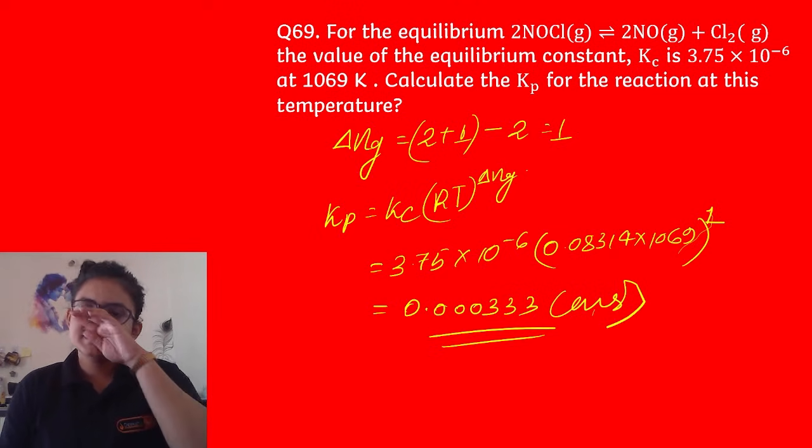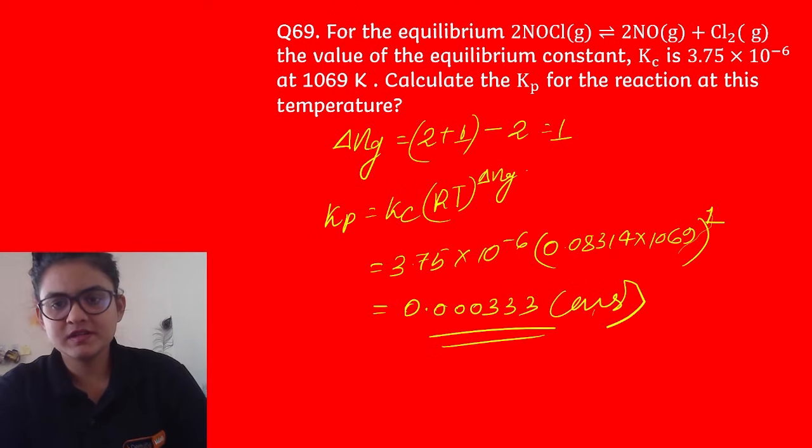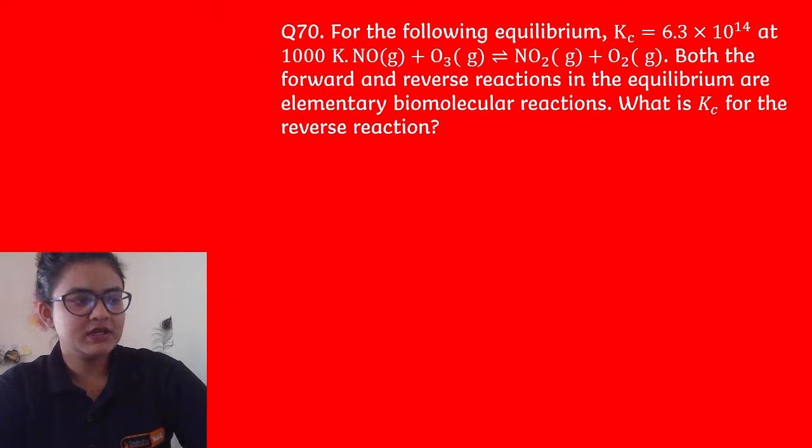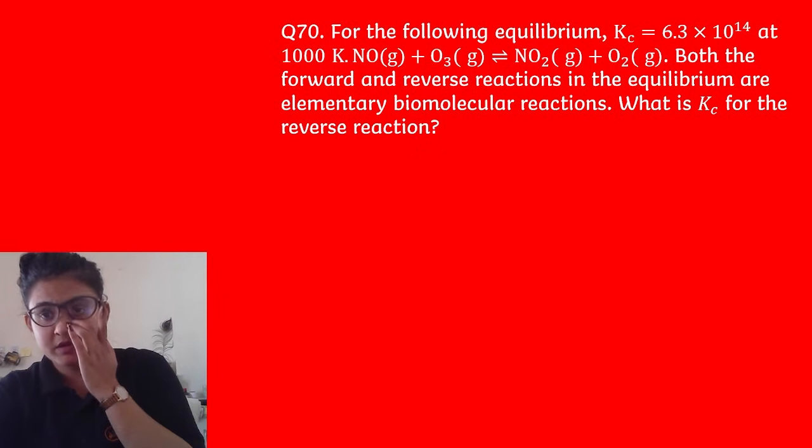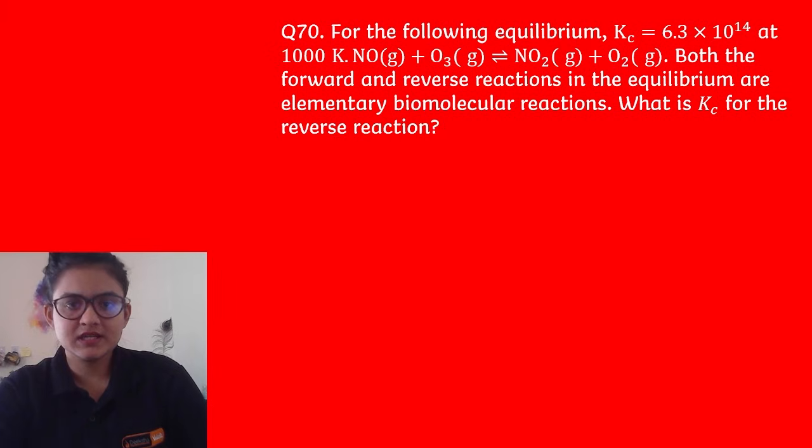Okay, I guess this is clear to you. Yeah, let's proceed. One more numerical problem we are having here. For the following equilibrium, Kc is given at 1000 Kelvin: NO + O3 gives NO2 + O2. Both forward and reverse reactions are elementary bimolecular reactions. What is the Kc for the reverse reaction?